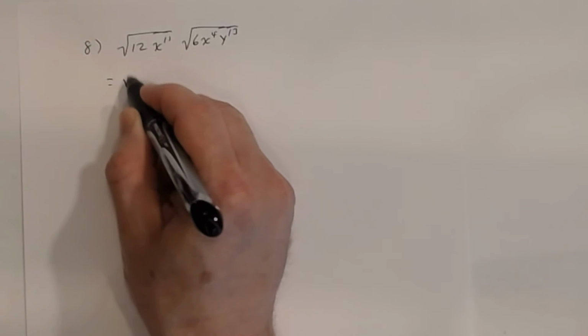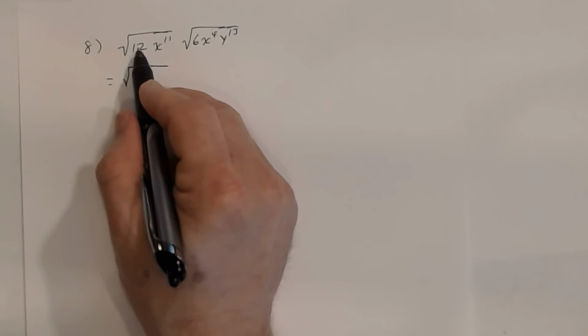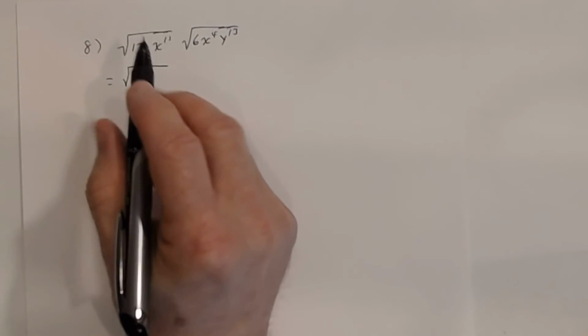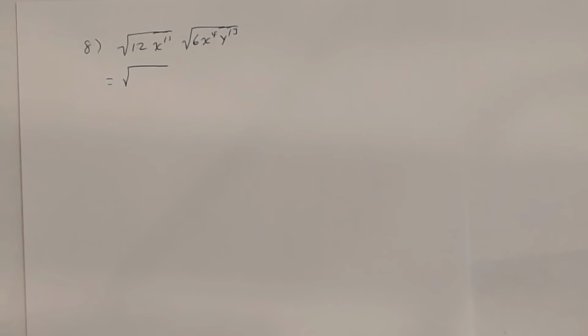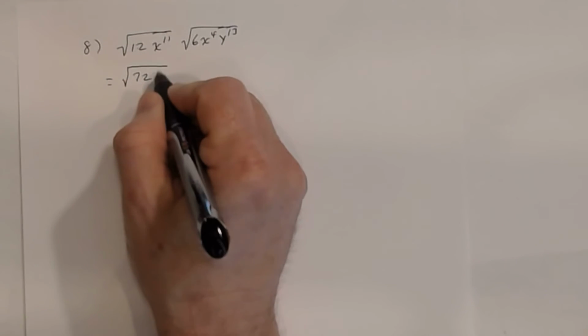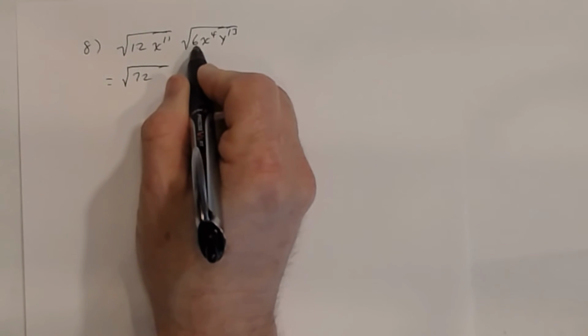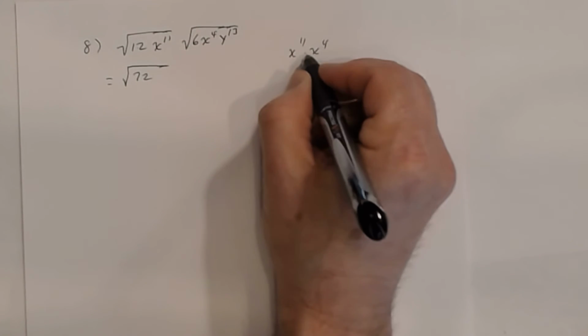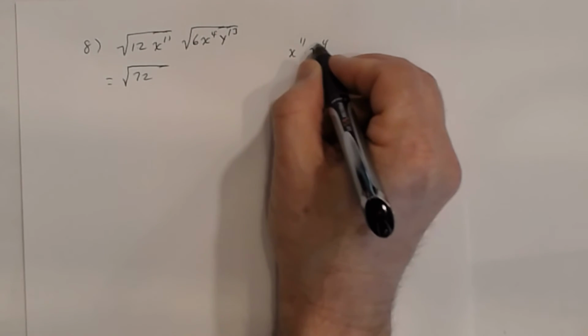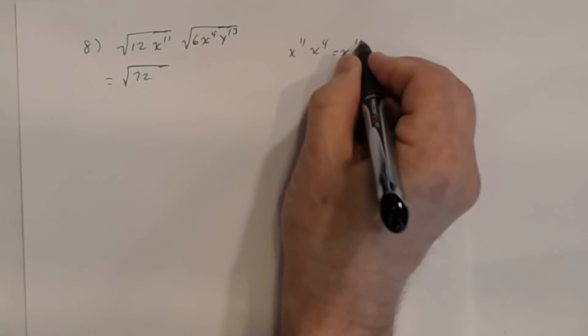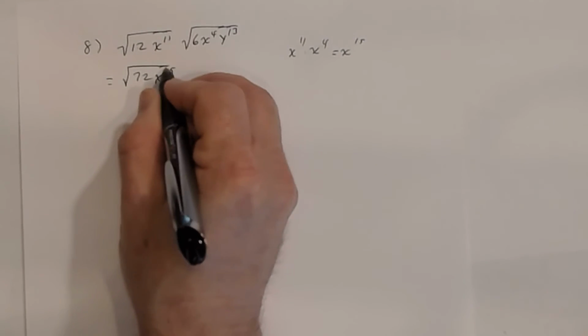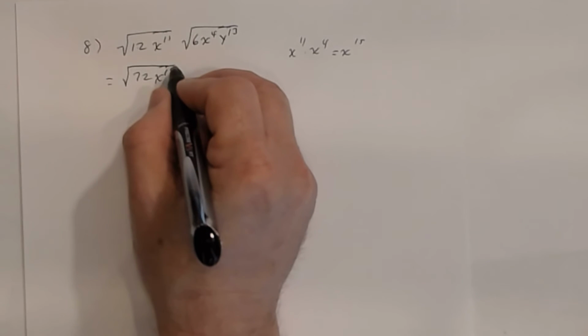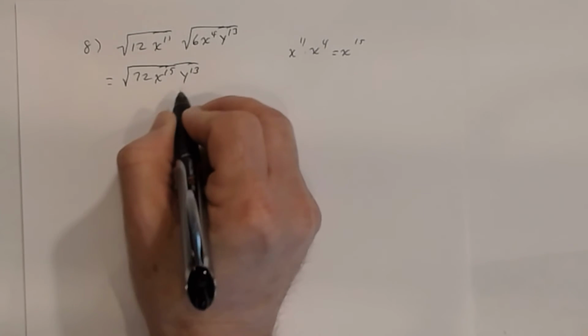So you want to write as one square root using a product rule. And so that means I can write this as the square root of 12 times 6. Use your calculator if you need to. 12 times 6 is going to be 72. X to the 11th times x to the 4th. So remember you're saying this, x to the 11th times x to the 4th. When you multiply like bases, you add exponents. So that's x to the 15th. And then all you have is y to the 13th now.